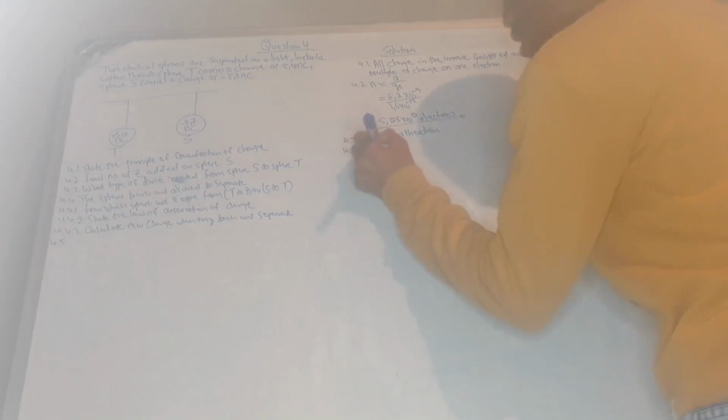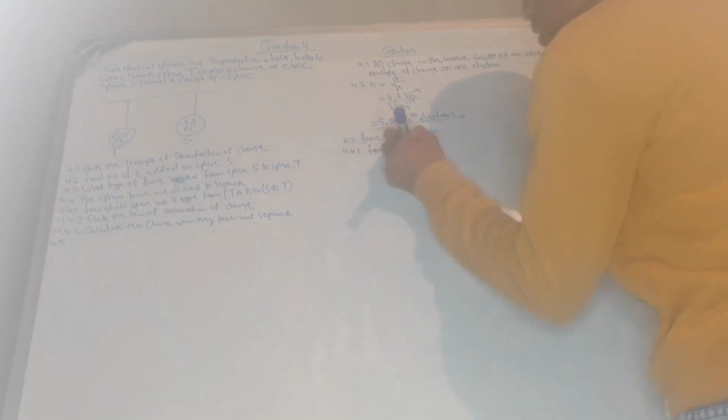4.4.1. The spheres touch and are allowed to separate. From which sphere will the electron move from? T to S or S to T? S to T, because T is running short of electrons. From S to T.